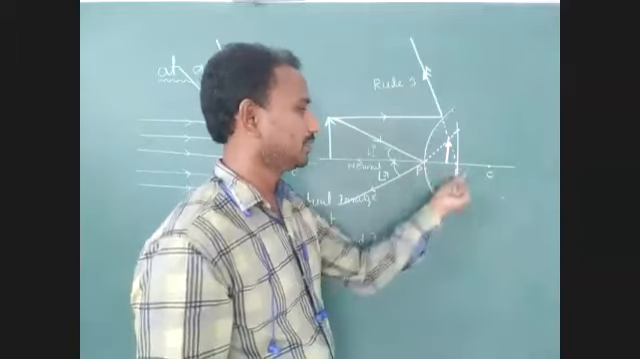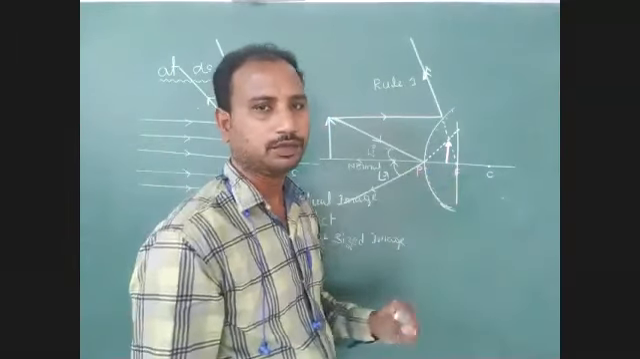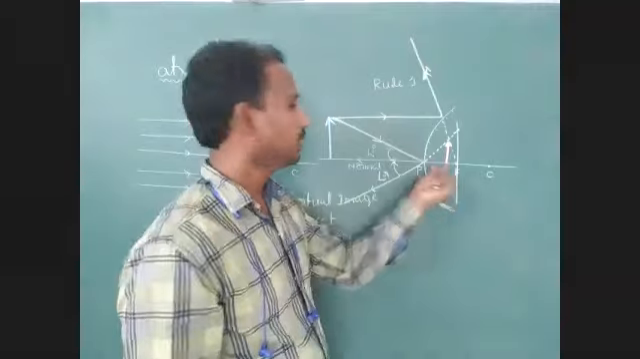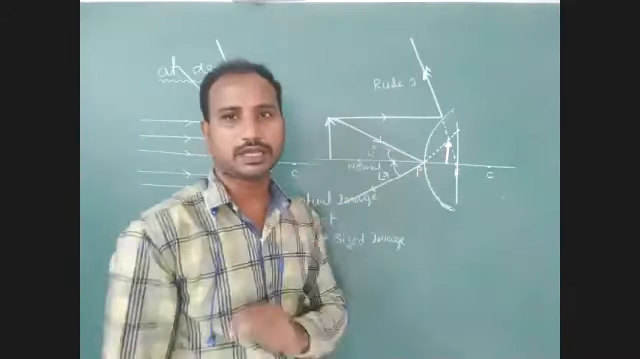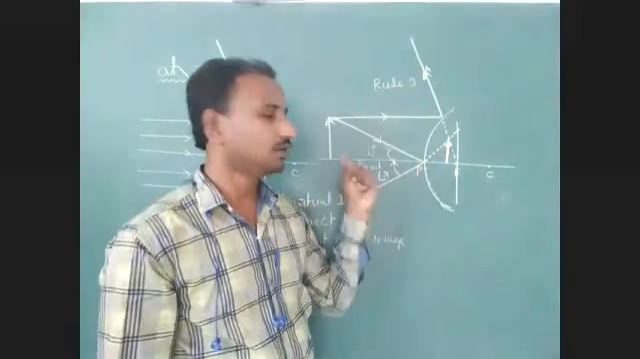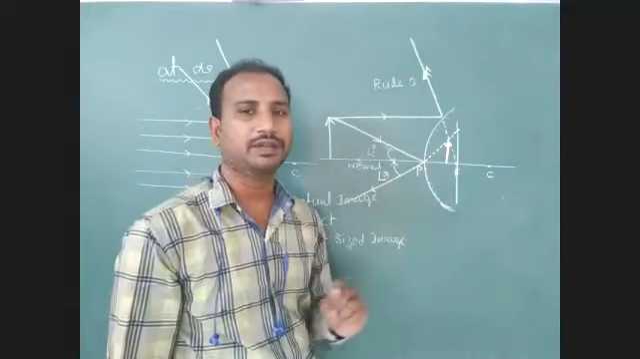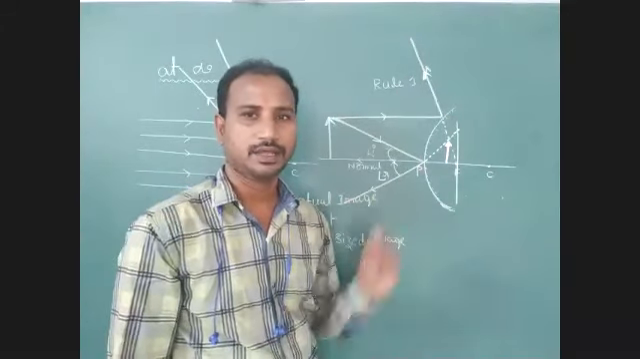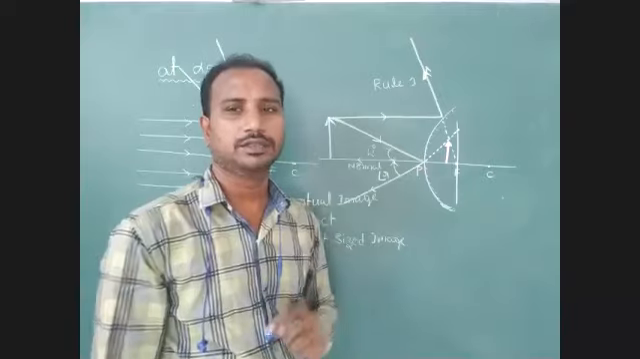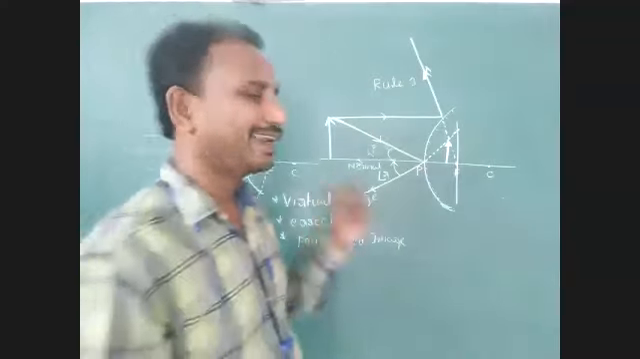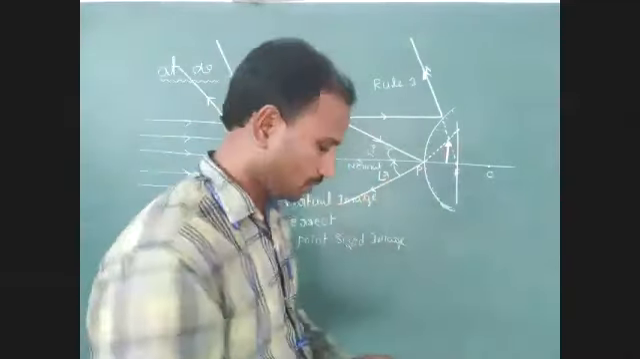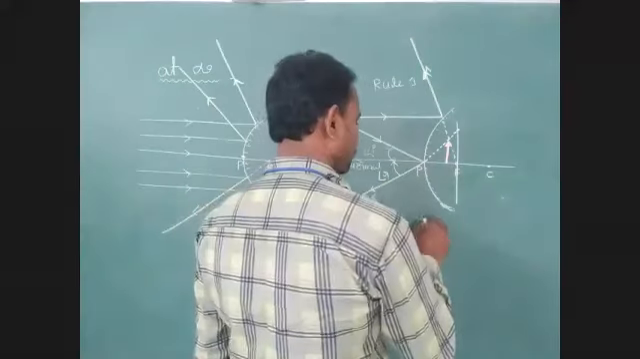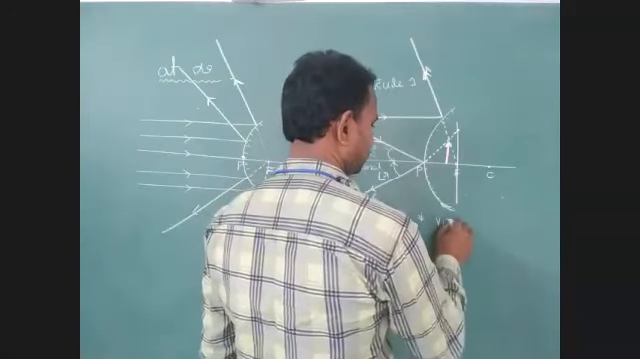This position considered between the pole and principal focus means the image size is less than the object size. It is not a magnified image. It is a diminished image. You have to identify the characteristics of the image. Okay, what are the characteristics of the image? First one, it is a virtual image.